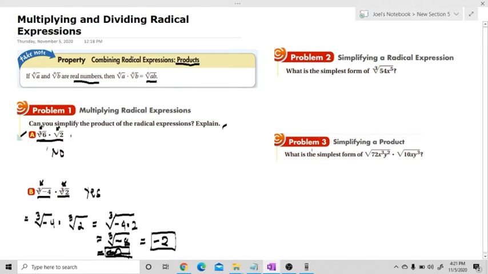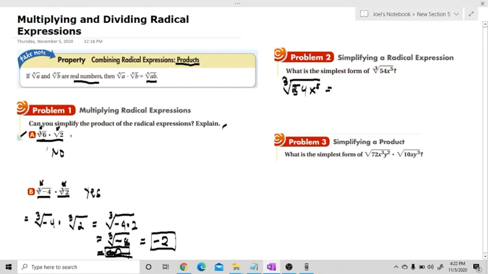Okay, let's proceed to problem number 2, simplifying a radical expression. What is the simplest form of the cube root of 54 x raised to the exponent 5? How can we simplify this one? Ang gagawin natin dito is hahanapin natin yung mga factors ng 54x raised to the exponent 5 na merong cube root.